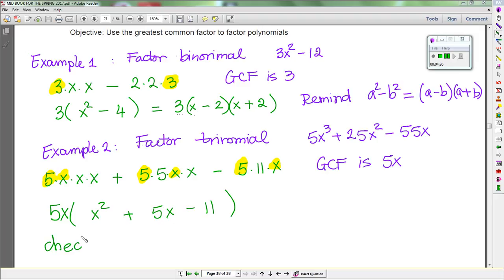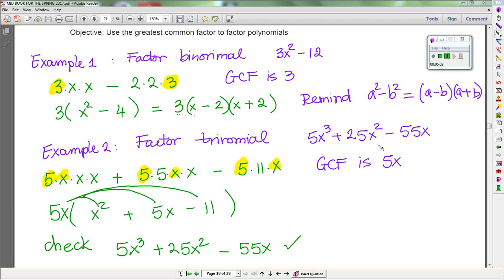Now if you want to check, you're welcome to check. You can multiply your greatest common factor with each one of the terms inside. 5x times x squared gives you 5x to the power 3. Then 5x times 5x gives you 25x to the power 2. And 5x times negative 11 gives you negative 55x. Now compare with the given trinomial, it's exactly the same, so we found the correct factors.